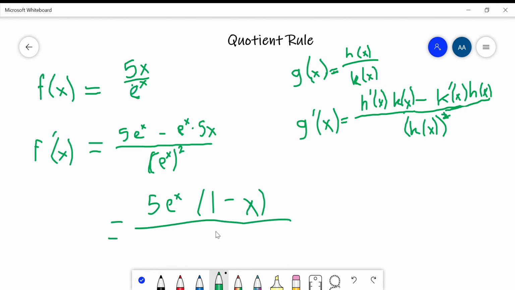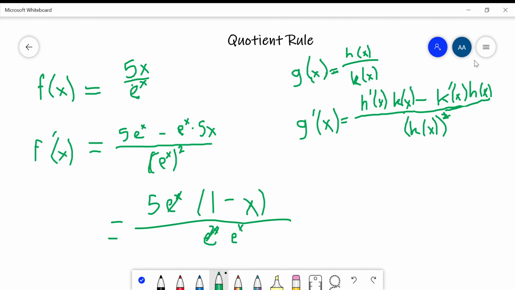And okay, so we have, and if you want, you can put this as e to the power of 2x. And so you can cross this out, and you'll have e to the x over here. So you can get 5 times 1 minus x over e to the x, and that's f prime of x.